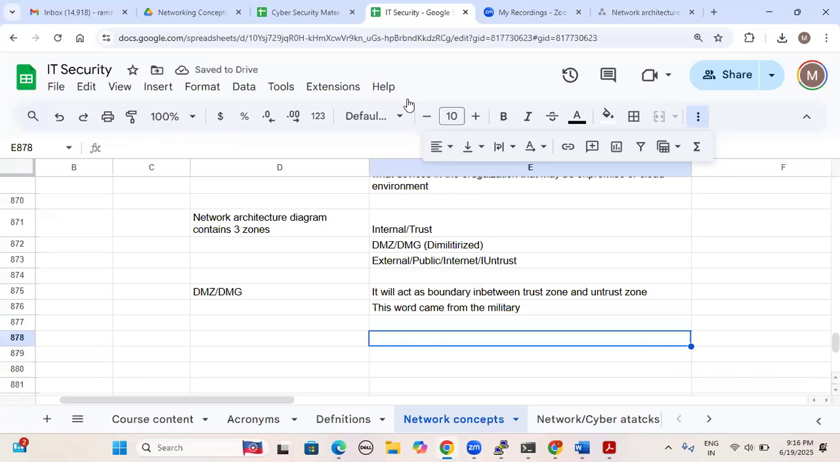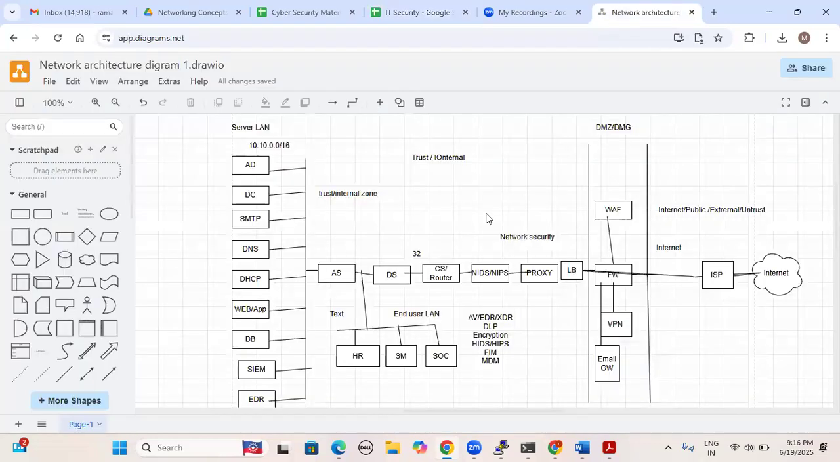Now go back to our diagram. So first one is server LAN. As I mentioned, if you want to do the scanning of all these servers and identify the vulnerabilities, we can call it vulnerability assessment. And managing those vulnerabilities and fixing them, the entire life cycle management of the vulnerability process, we can call it the vulnerability management process.